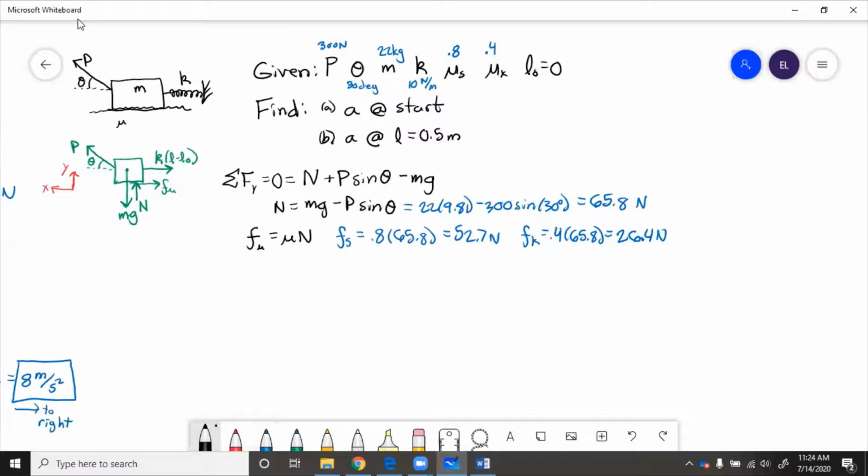And then in the x direction, this is the direction that it should accelerate. So Fx equals ma. So in the x direction, we've got P pulling to the left. So P cos theta minus friction force, and then minus spring force.